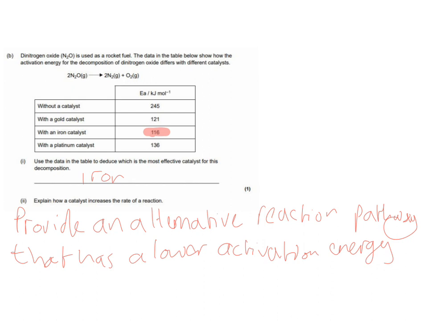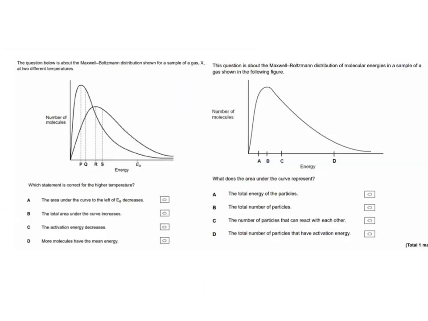So the last two questions we're going to look at are some multiple choice questions. Here are the last two questions, Maxwell Boltzmann distributions, similar to what I was talking about earlier when we had a look at the first one. Which statement is correct for the higher temperature in this second graph? The area under the curve to the left of the activation energy decreases, the total area under the curve increases, the activation energy decreases, or more molecules have the mean energy.